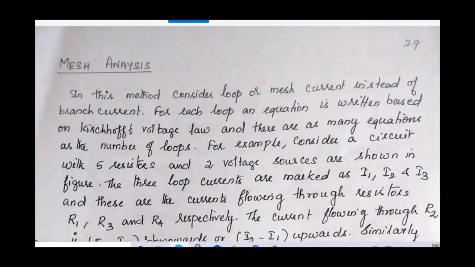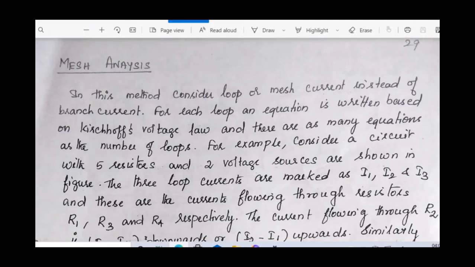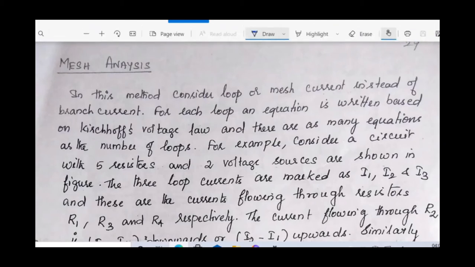In this video, I am going to explain the mesh analysis, the introduction part and the procedures to follow. We will see that first, then we will pass on to the tutorial related problem. In a mesh analysis, we consider a loop or mesh current instead of branch currents. Important point to note: we consider only the mesh current instead of branch currents.